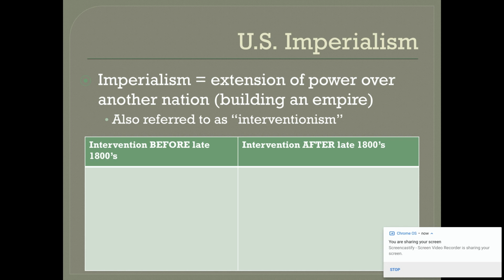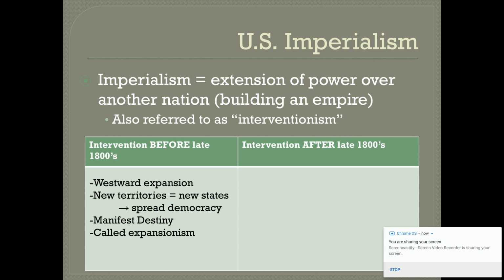Intervention before the late 1800s. If we look at what the United States was doing, they had westward expansion. Of course, manifest destiny, the idea of going from ocean to ocean, from the Atlantic to the Pacific, and controlling all of that land. It was God's destiny, or our destiny as a country, to control most of that land. The United States was acquiring new territories and new states during this process, spreading democracy to all these new areas. This was all termed under manifest destiny and the idea of expansionism. So those were the things going on in the United States before or by the late 1800s.